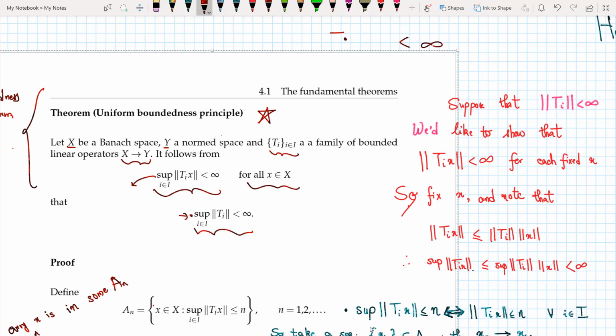Now first we'll go the other way around just for fun. So we'll say that, okay, suppose that norm of T is less than infinity. We'd like to show that norm of T_i x is also less than infinity for each fixed x. So fix x and note that norm of T_i x is always less than or equal to norm of T_i, norm of x, and therefore if you apply supremum over both sides, then supremum over norm of T_i x is less than supremum over norm of T_i, norm of x, which is of course less than infinity.